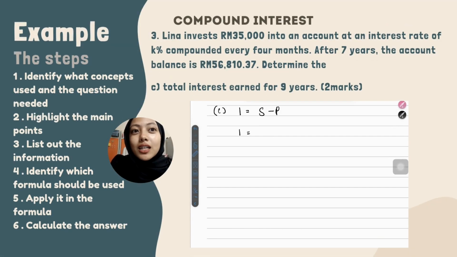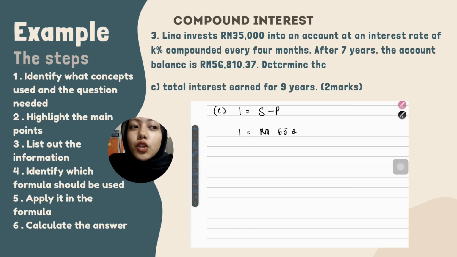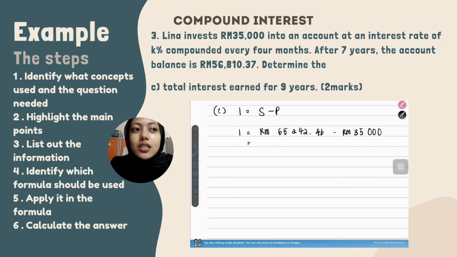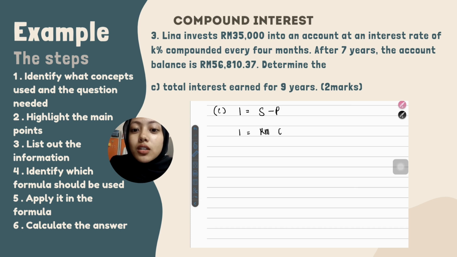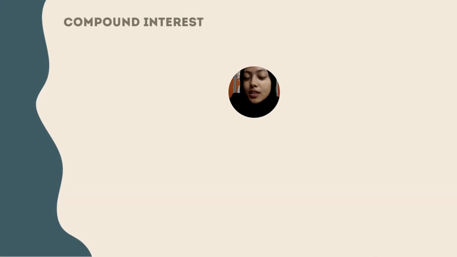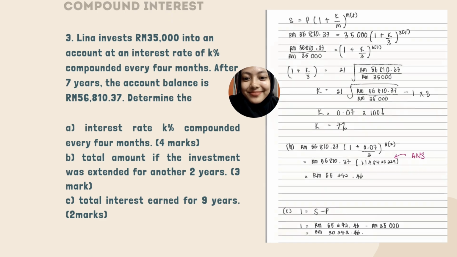For C, total interest earned for 9 years. Here you need to use the formula for interest earned, which is I equals S minus P. So where do we get the S? We get the S from the answer for question B, and we need to minus P, which is 35,000. And you will get the interest earned over 9 years is 30,242. So that's the answer for question C. So here are the full calculations for questions A, B, and C.